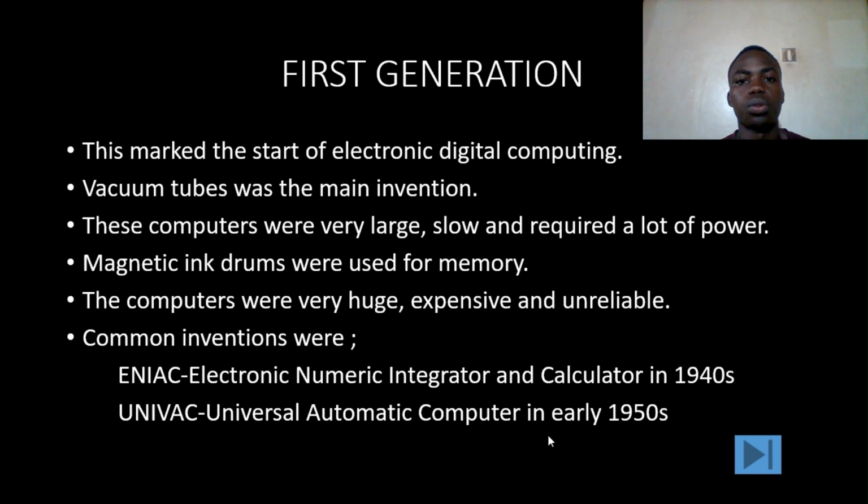Vacuum tubes were being used. It was the main invention in the first generation. The computers here were very large, they were very slow, and they required a lot of power. They also required very large space. They were unreliable and very expensive. To give an overview, take the example of the ENIAC. ENIAC is the Electronic Numerical Integrator and Calculator. Then the UNIVAC, which is the Universal Automatic Computer.